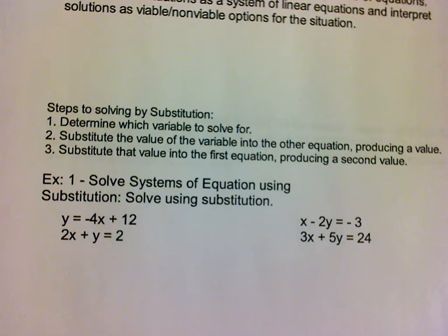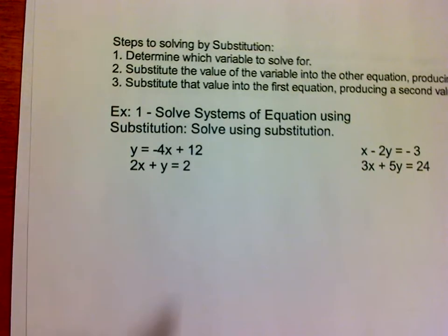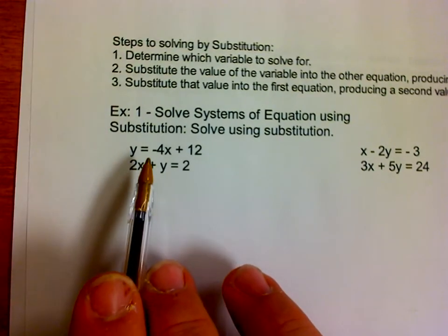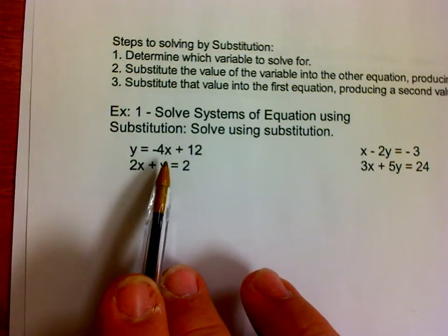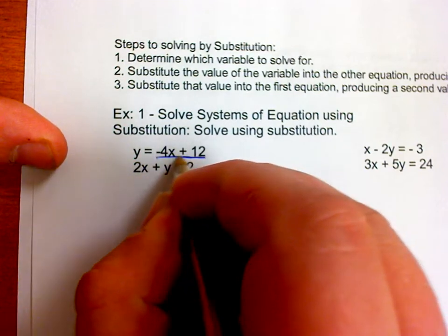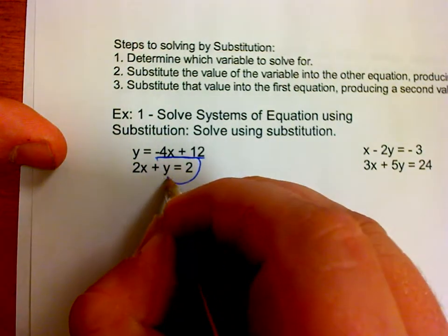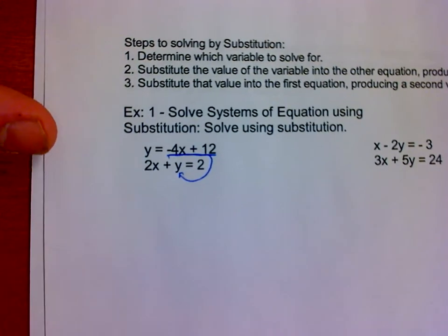Then all we have to do is take that value and plug it back into any equation to produce the second value, which will give us our ordered pair. So looking at this first example here is a little bit of an easier one because the first equation is already solved for a variable. Already y equals negative 4x plus 12. Now all we have to do is take what y equals in this case and plug it into the y value in the second equation.